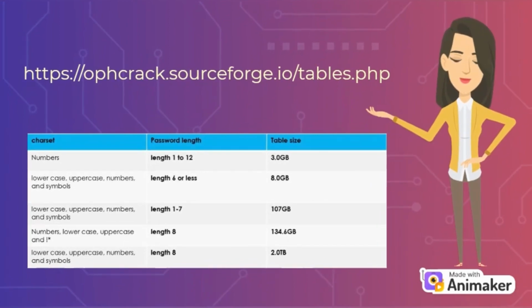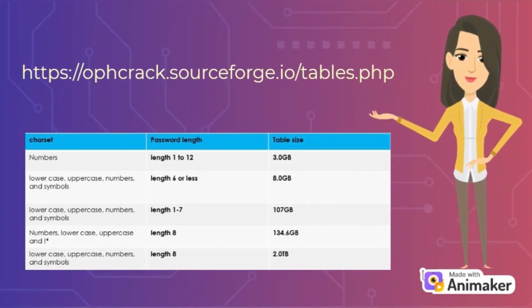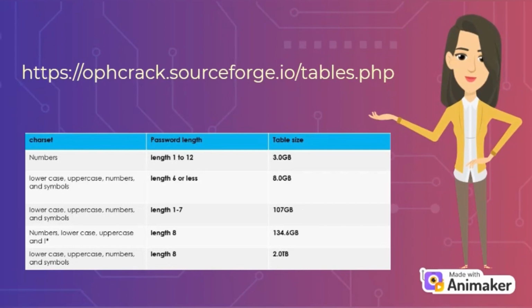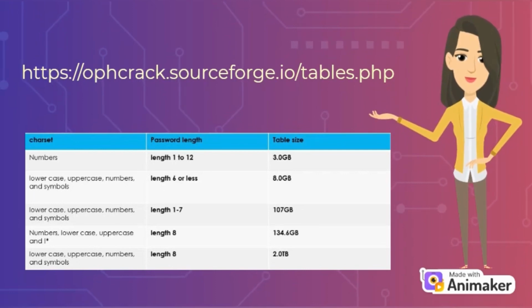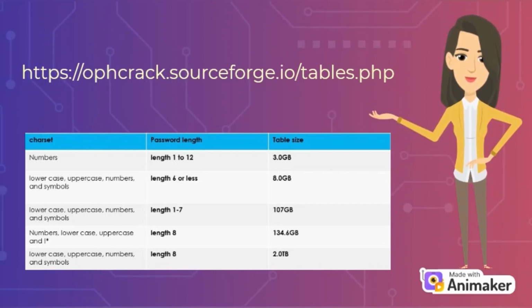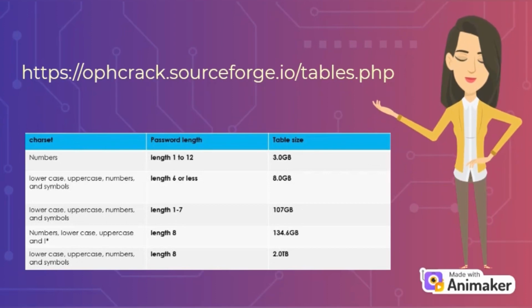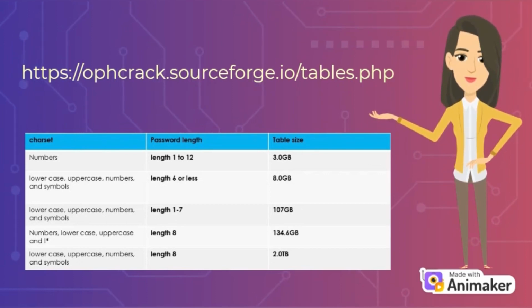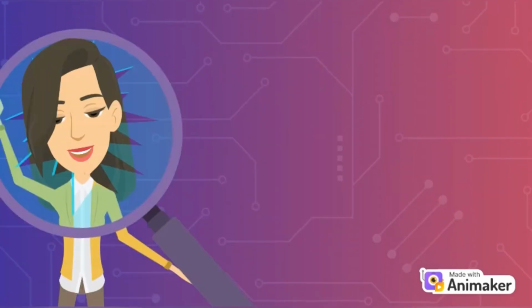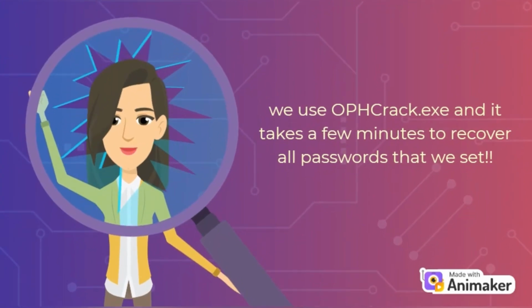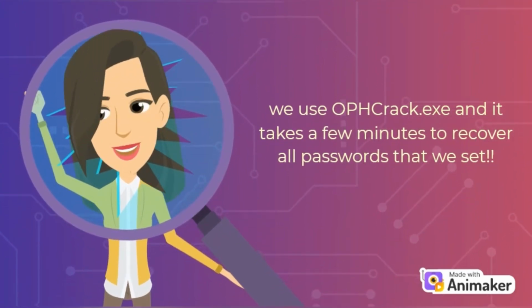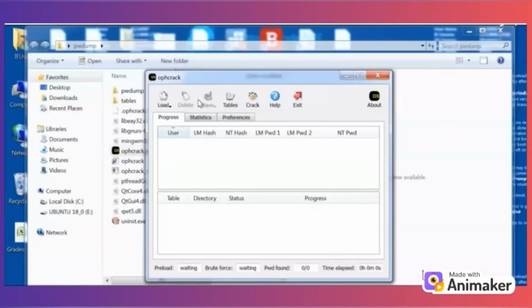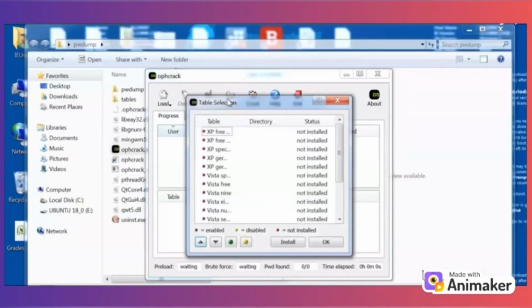Now the second step. The website you see here provides us with some tables that enable us to do a rainbow table attack. I have summarized some information in this table from this website. From this table, it is obvious that when we expand the range of char set and length of password, the storage that is needed increases. Step 3, we use ophcrack.exe, and it takes a few minutes to recover all passwords that we set. Let's see a quick video of how everything we talked about is done.